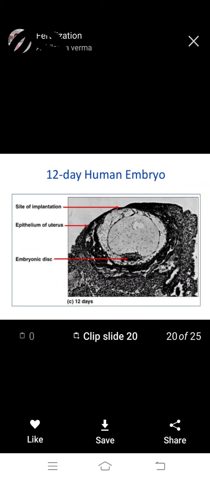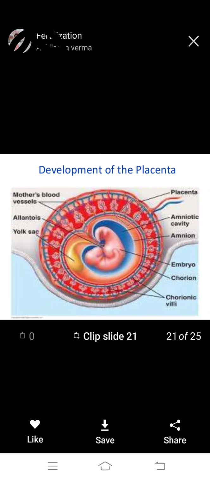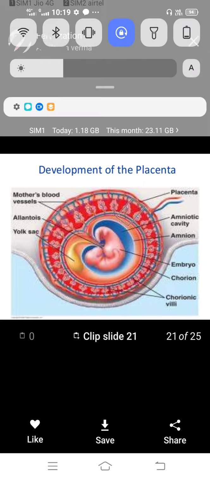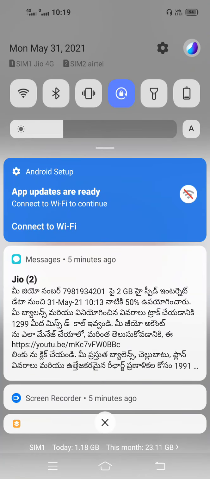This is the 12th day human embryo. Site of implantation, like the epithelium of the uterus and the embryonic disc forming by the 12th day. Then the development of the placenta. The placenta forms after three months. So we observe this placenta.